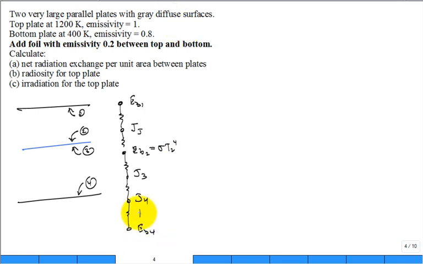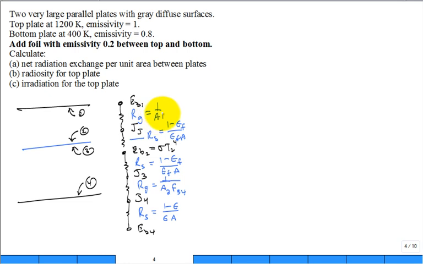So this is a surface resistance, 1 minus epsilon 4 over epsilon 4 A. This is a geometrical resistance, 1 over A3 F 3 to 4. This is a surface resistance, 1 minus epsilon of the foil over epsilon of the foil area. This is the same value of R sub S, same 1 minus epsilon of the foil over epsilon of the foil A. And this is the geometrical resistance, 1 over A1 F1 to 2 is good enough.